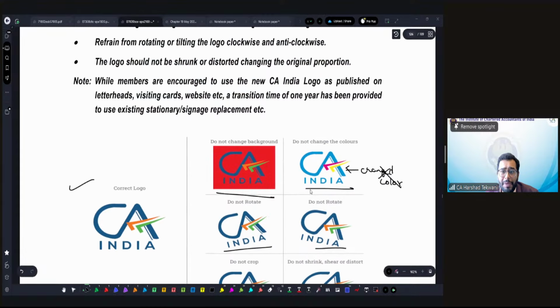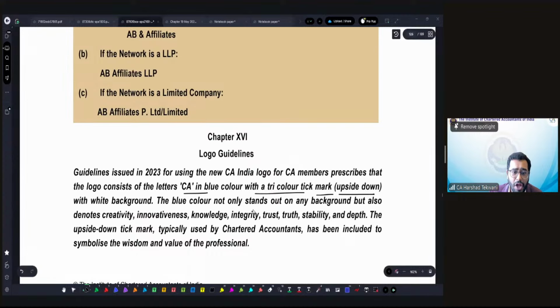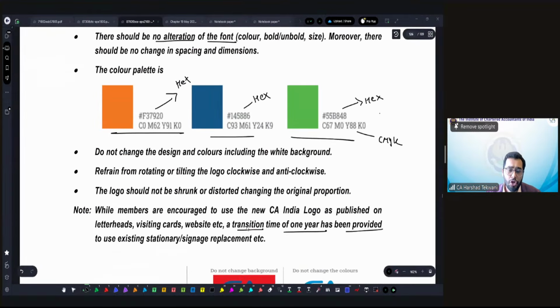There was a 1 year transition period given. A transition time of 1 year was provided from 2023 to 2024 for using this new logo. In 2023, these guidelines were issued, and from that date, 1 year was given to transit to the new logo. Like, you might already have stationery which is already published, existing stationery, signage, replacement boards, and everything. So 1 year was given to replace that. But that 1 year is already over. Now you need to use the new logo. You cannot use the old logo. Clear? Any doubt till now?